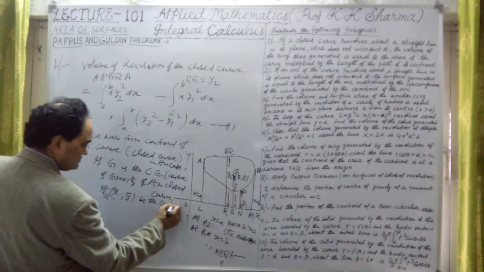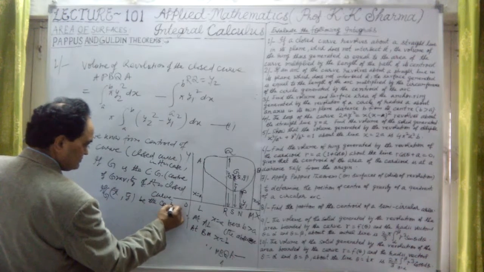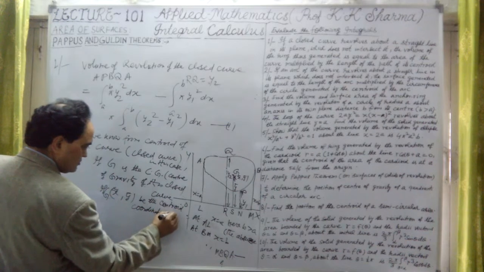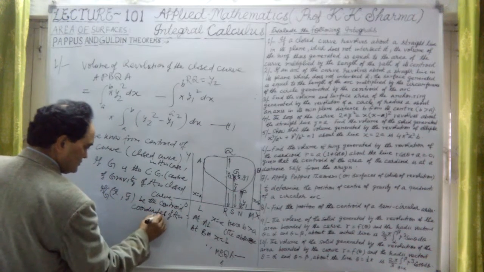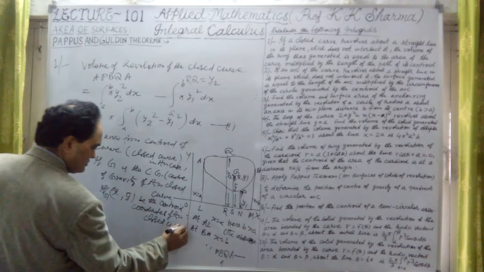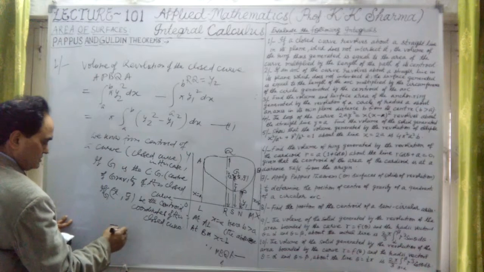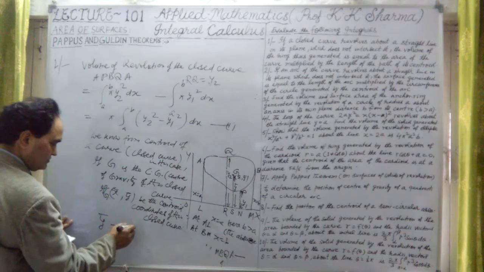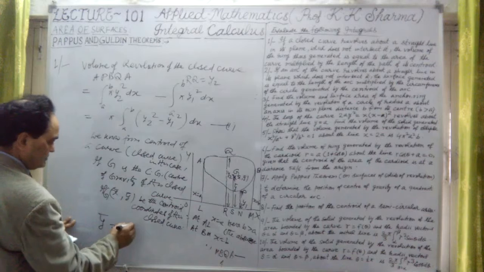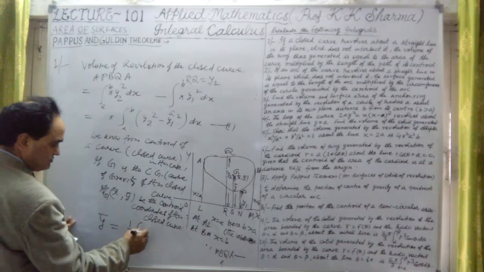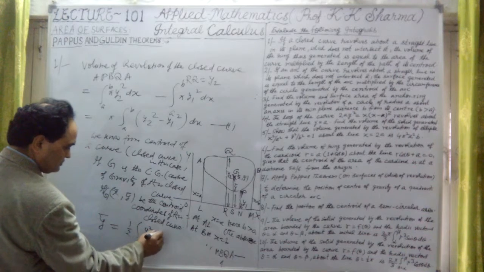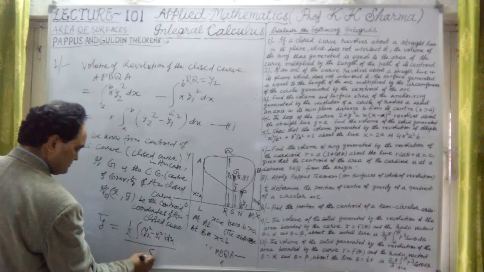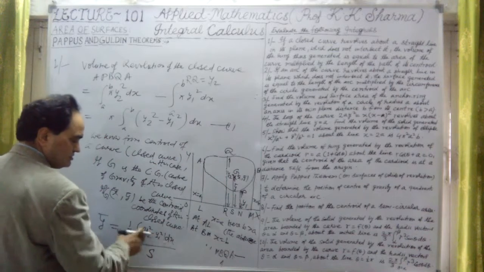With the centroid coordinates of this closed curve, then what do we know? We know that this is the centroid, y bar is equal to half of the integral of y2 square minus y1 square into dx divided by s. S is the surface area. This formula we know.